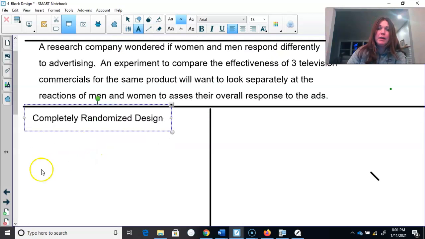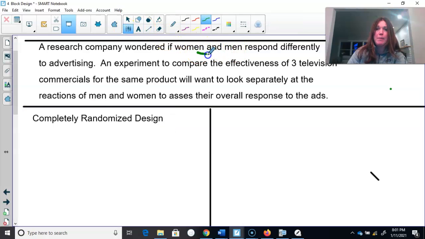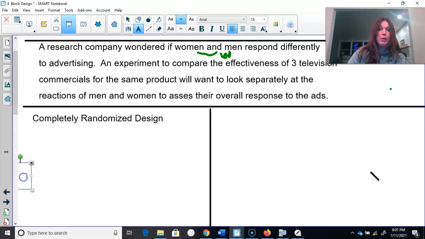Okay, in a completely randomized design, let's say that out of these women and men, there were 100 people total. We don't know, but we're just going to play pretend. In a completely randomized design, what I would do is I would have all 100 people start right here.